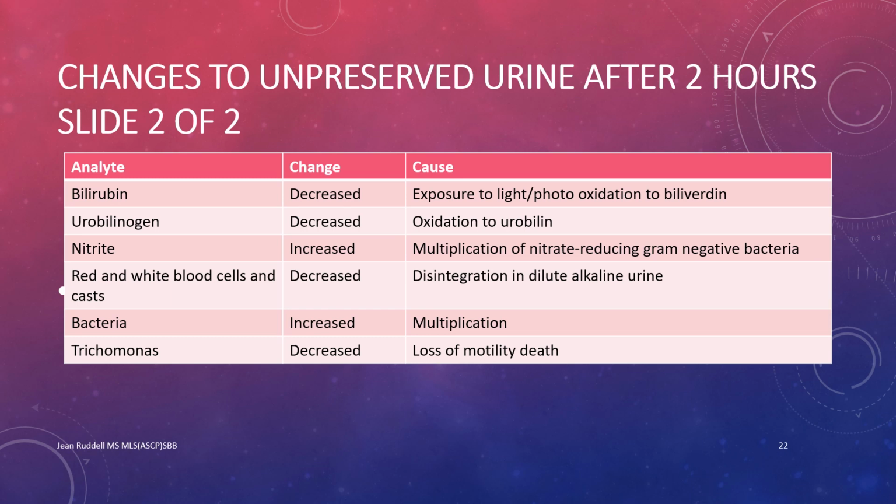Nitrate will increase due to multiplication of nitrate-reducing gram-negative bacteria. Red and white blood cells, as well as casts, will decrease due to disintegration in dilute alkaline urine. Bacteria will increase due to multiplication. Trichomonas will decrease due to loss of motility and death. This shows you why it is important to do the testing within 2 hours of collection.